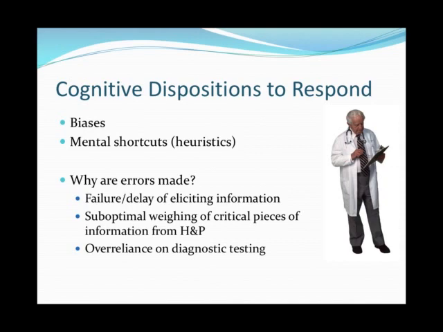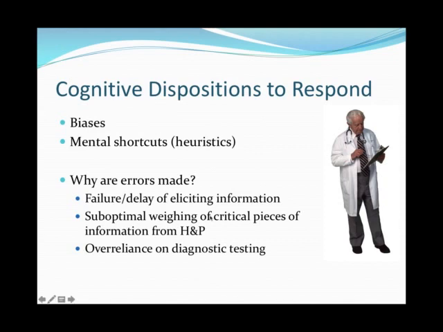So this kind of brings us to the cognitive dispositions to respond. What that means really is these two things right here. There's biases, and we'll talk about what that is, like reasons why we make a certain decision that might be wrong, and then also mental shortcuts. And there's a fancy word, heuristics. This is just different ways that, rather than thinking through all the different steps, we might jump some steps, and so we get to a diagnosis quicker. But by doing that, we might miss something.